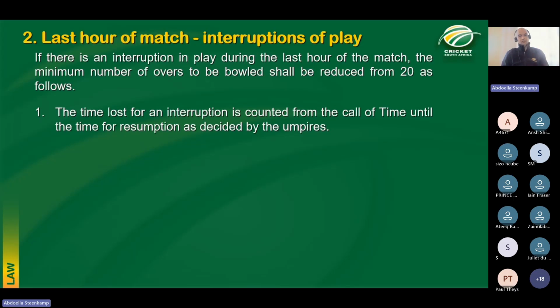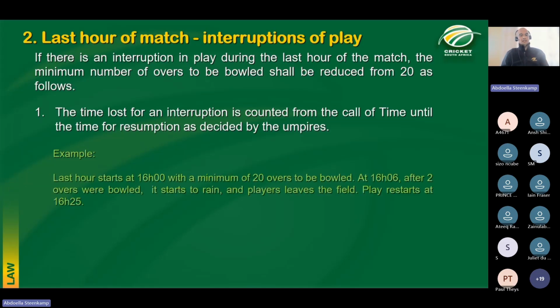There are two steps. The first step is, from the moment the interruption started, from the moment the players left the field, you need to write down that time. And then you need to write down the time that the umpires decide that play will resume after the rain interruption. So the time between when you left the field and when you restart after the interruption is what you need to calculate. Let's look at an example.